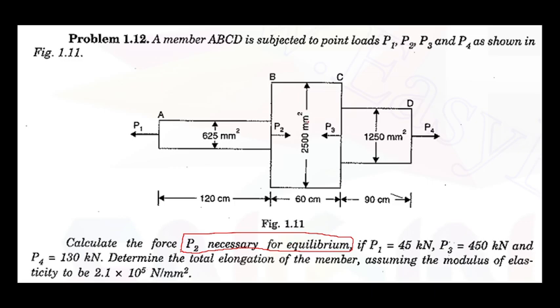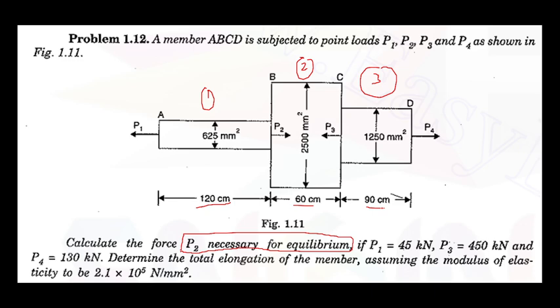As you can all see, consider this section 1, section 2 and section 3. Area of section 1 is 625 millimeter square. You don't know whether the area is circular, rectangular or square, so the area is directly given. Area of the second section is 2500 millimeter square. Area of the third section is 1250 millimeter square. Length of the first section is 120 centimeter, second section 60, third section 90.